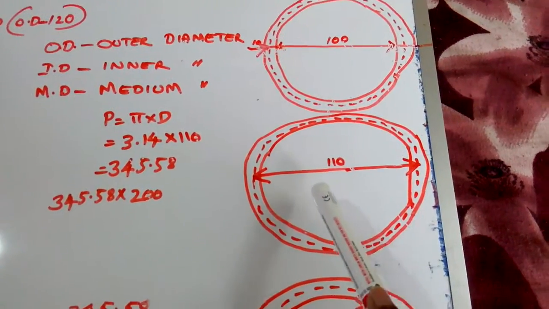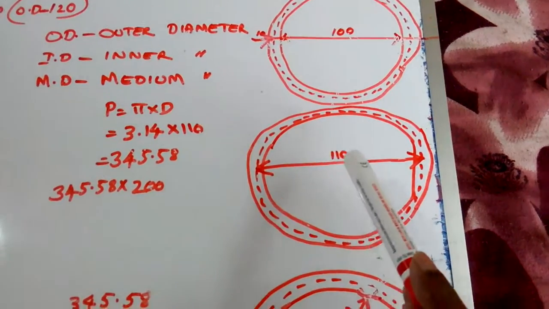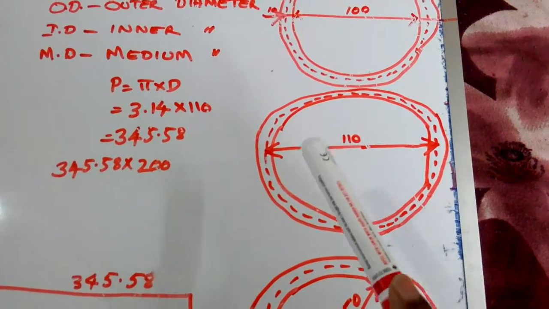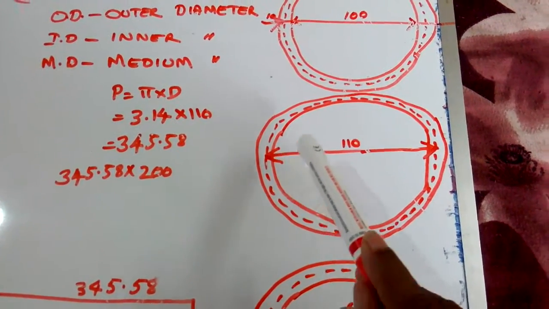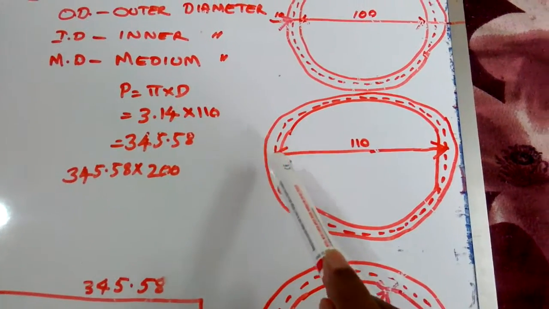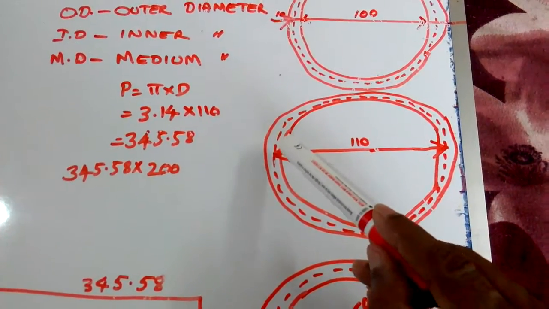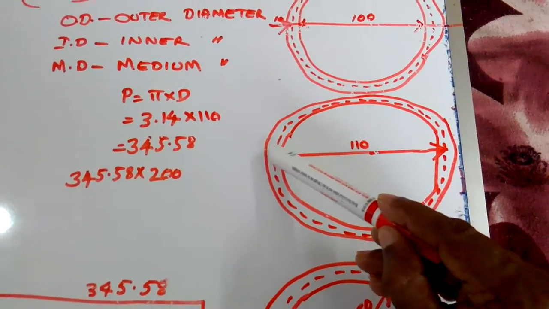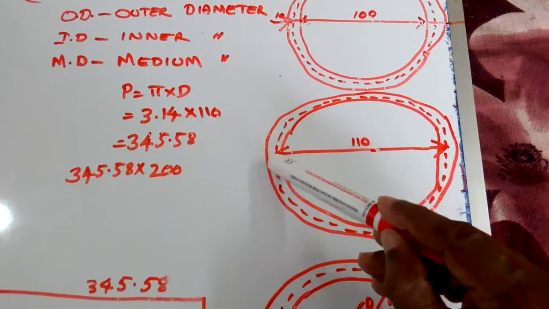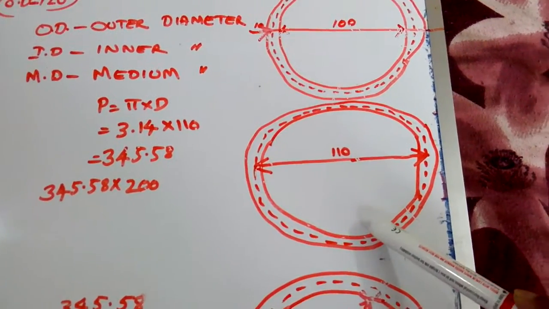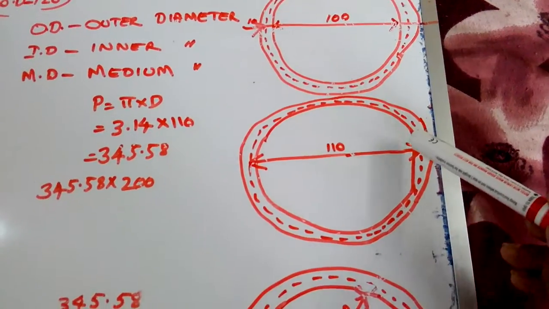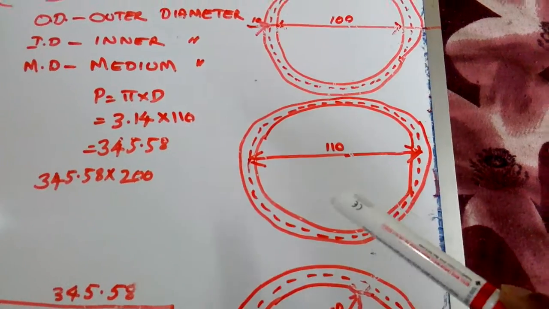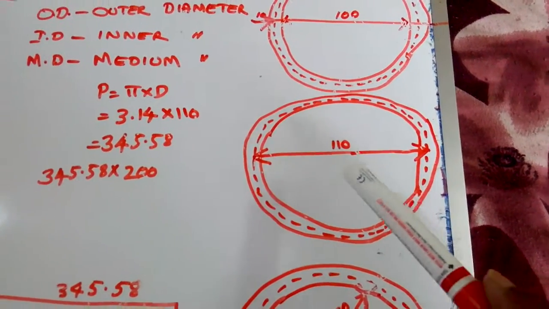Check here. Here I have written 110. What is this 110? It is not the outer diameter, and it is not the inner diameter either. This is the medium diameter. It is in between the wall. If the thickness is 10 mm from outer body to inner body, its center is 5 mm. I have indicated it using a dotted mark. From this dotted mark to this dotted mark, I have shown an arrow. Wherever the arrow starts, that is the measurement indication.